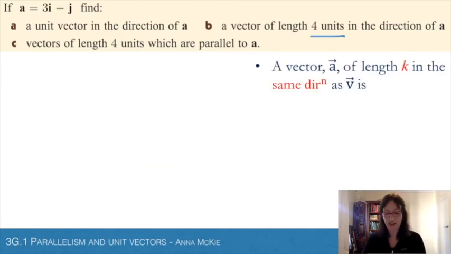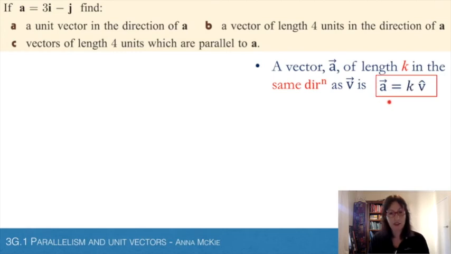We have a vector of length 4 units in the direction of A, and the fact that we know about this is that a vector A of length k in the same direction of v is the equivalent of this equation here. So vector A is equal to a scalar multiplied by the unit vector. So that's one form that you can do it in. I find it's easiest to do that here because we've already worked out the unit vector. So let's use the information that we've already used.